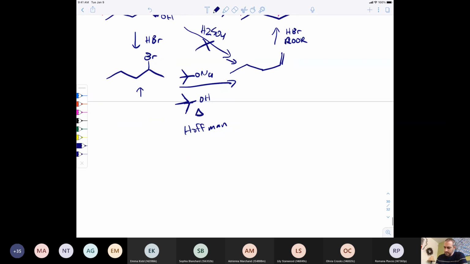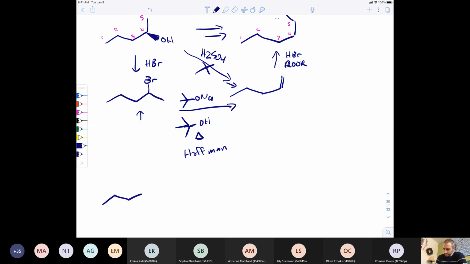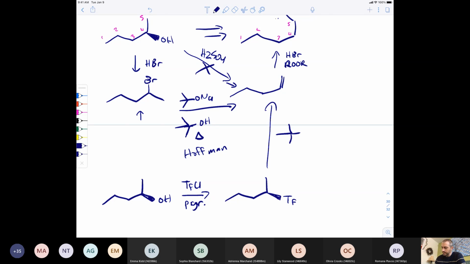Another way we could have done this, well, we could have used PBr3 to do the same reaction. We also could have used something like triflic chloride with pyridine, PYR, and then done the Hofmann straight on that. That's OTf, by the way.